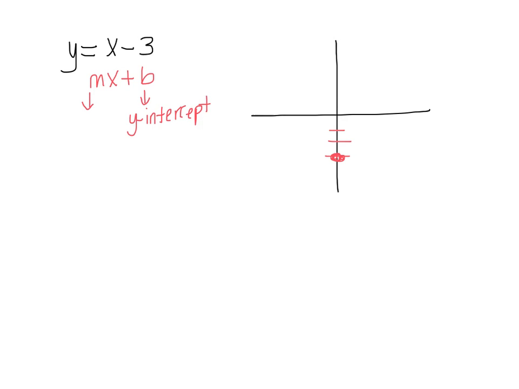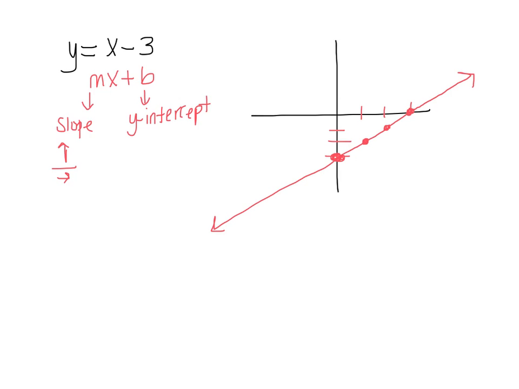M is the number in front of the x, which is the slope. Remember, it's rise over run. So up 1 over 1 would go about here, up 1 over 1, up 1 over 1. So what's this? 1, 2, this would be at 3. Again, you do not have to worry about graphing it. I just want to show a picture.